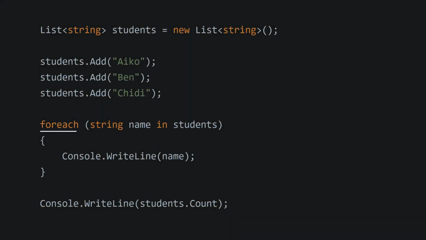To read them back, we use foreach. Read that line out loud as, for each string called name, in students. C# hands you each item in turn, front to back, and the loop body runs once per item. And Count, on the line below, is how many items are in the list at this moment. It goes up when you add and down when you remove, and you never set it yourself.